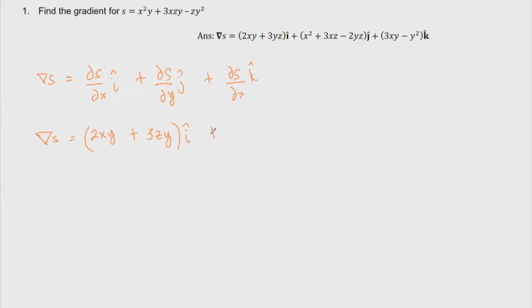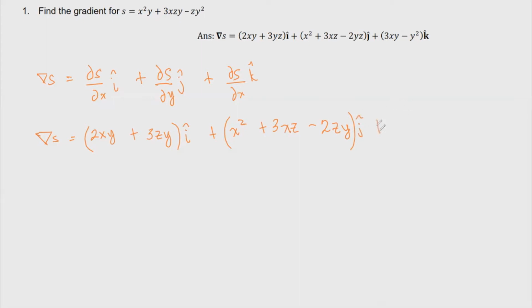And then we proceed with the partial derivative of the whole term s with respect to y. So that is x squared, and then we have plus 3xz. And then this one is zy squared, so that becomes minus 2zy, or 2yz. And that is enclosed with the direction j.